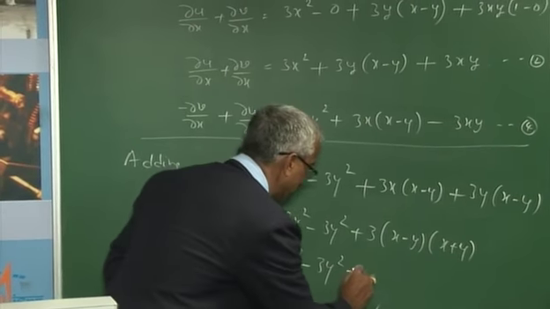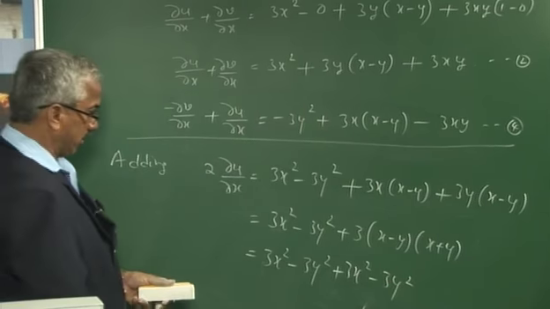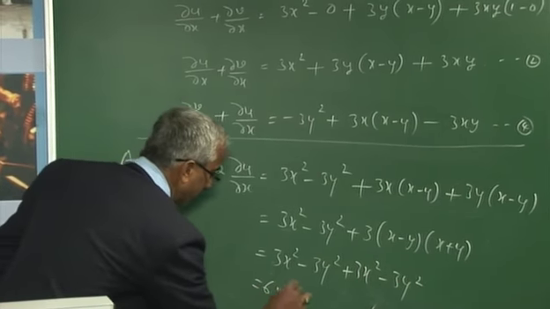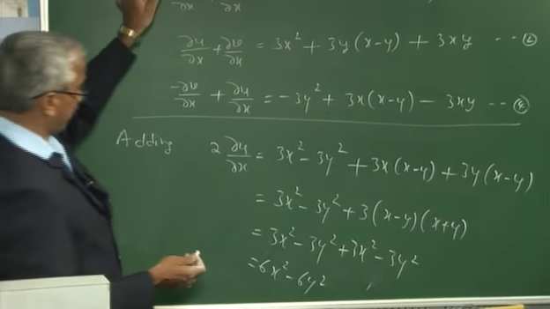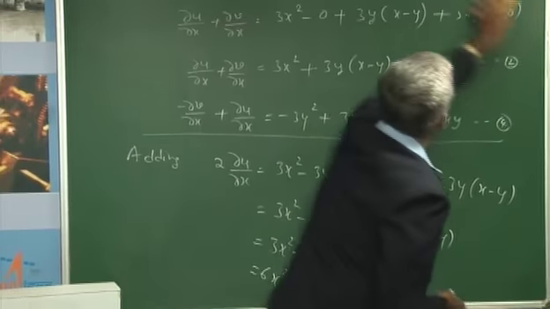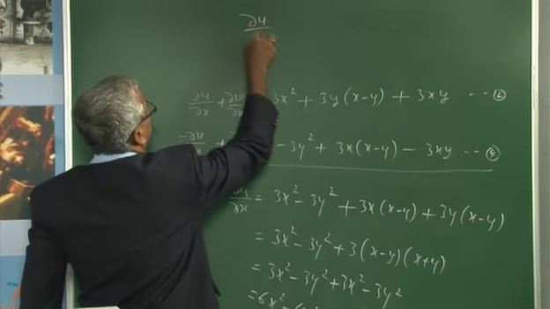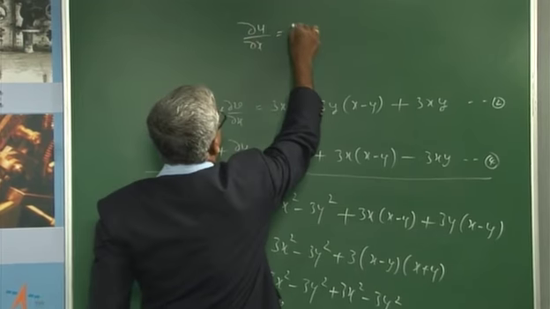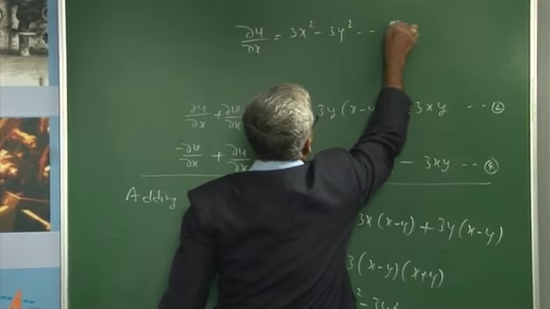X squared minus y squared means plus 3x squared minus 3y squared. So, this gives 6x squared minus 6y squared. 6x squared minus 6y squared means dou u by dou x is equal to 3x squared minus 3y squared. Call this one as 5.